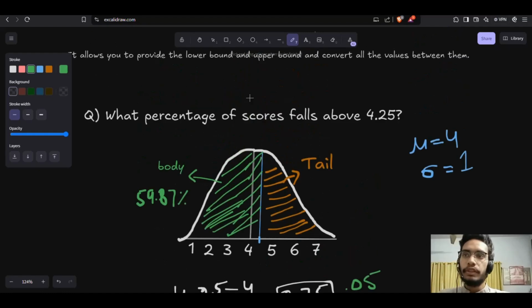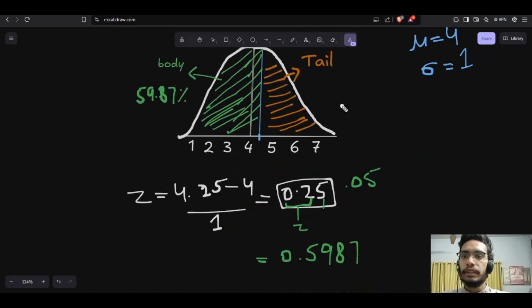But what was my initial question? My initial question was what percentage of values falls above 4.25, which means you need to find out how many values are present on this side. You have to find the total values that are present in this region. Now, how are you going to find the values in this region?